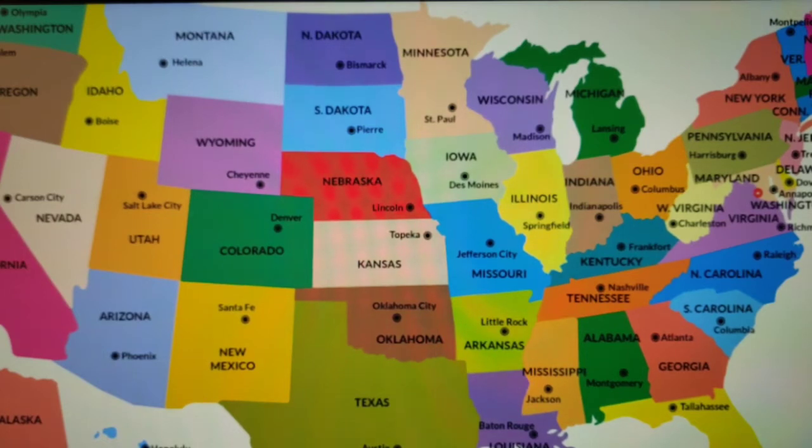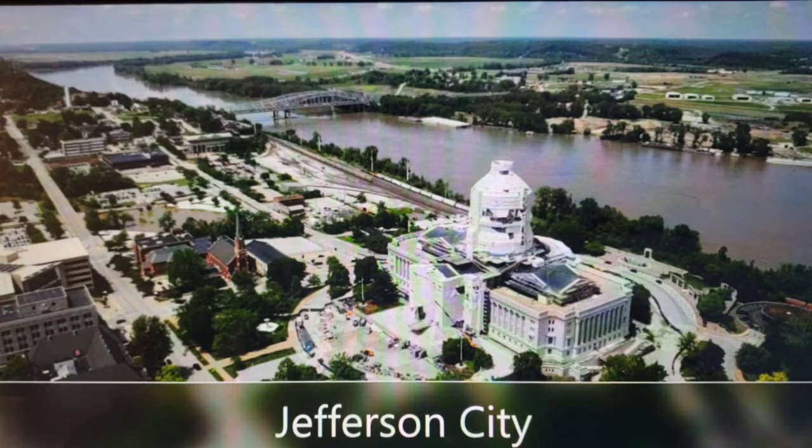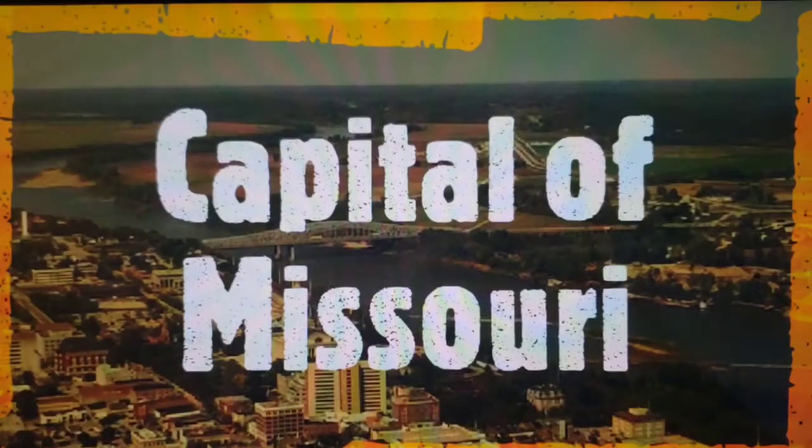So if you take our state, which is Missouri, the capital city is Jefferson City. So Jefferson City is a small city, not really as big as St. Louis. It could be misleading to some of you, but the capital city is not St. Louis, it's Jefferson City.